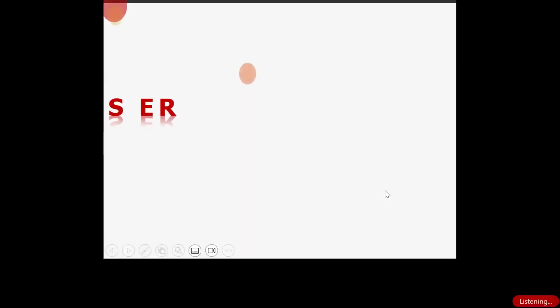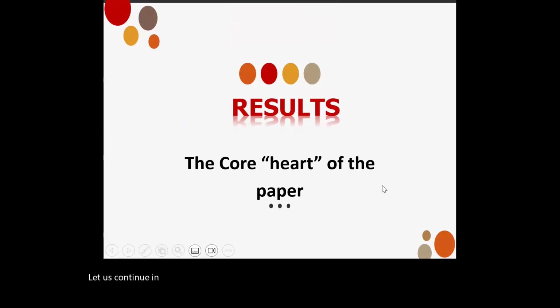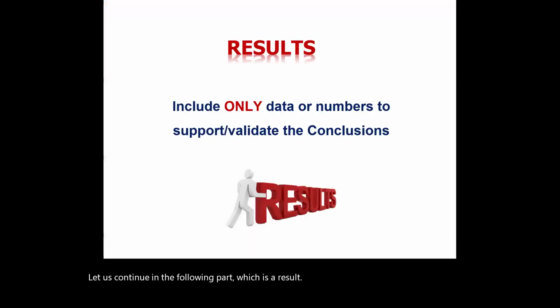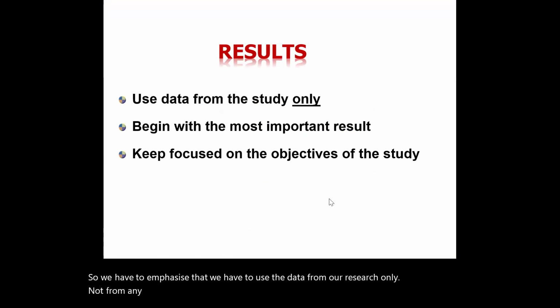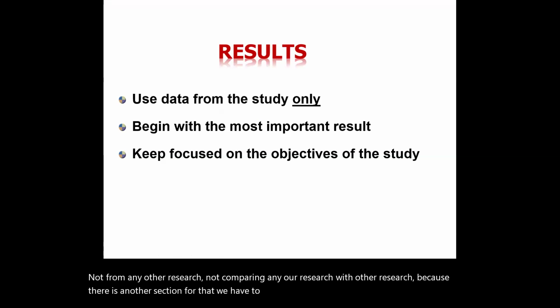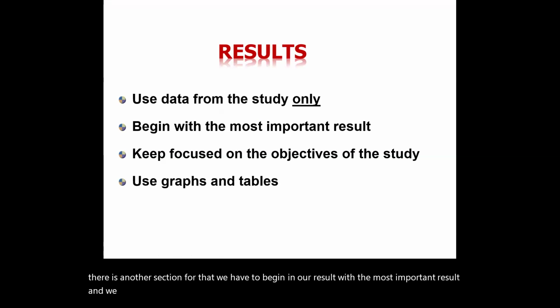Let us continue in the following part, which is the result. So the result is considered the core of any paper. And actually, the result should include only the data or numbers that support or validate the conclusion. So we have to emphasize that we have to use the data from our research only, not from any other research, not comparing our research with other research, because there is another section for that. We have to begin our result with the most important result, and we have to keep focusing on the objective of the study.